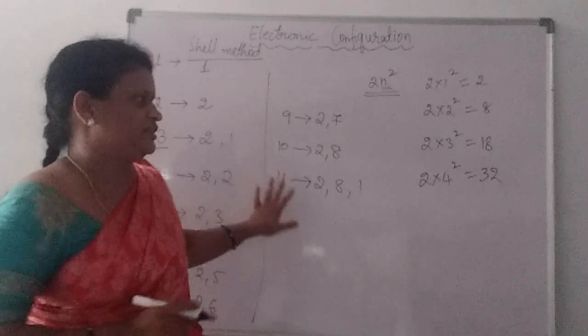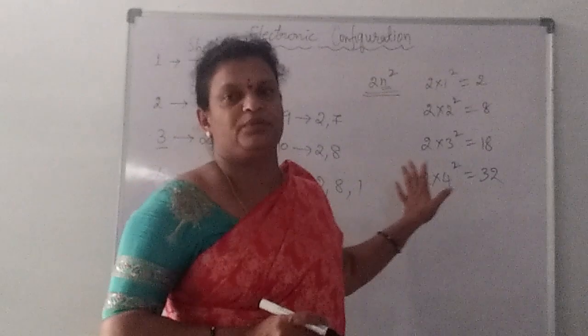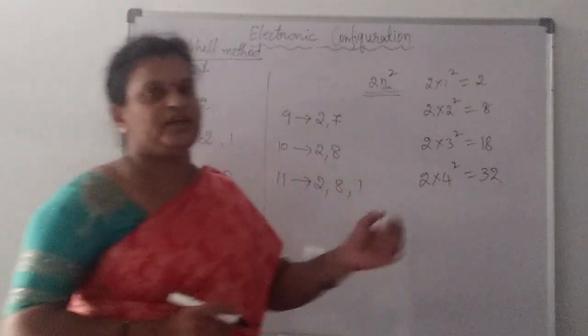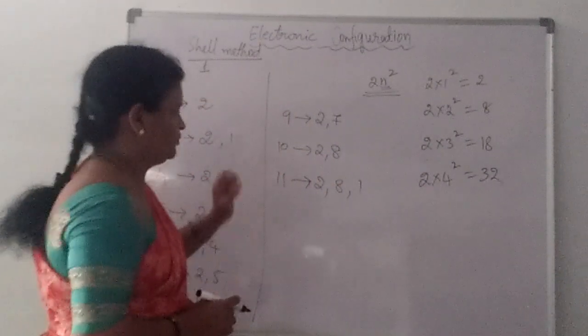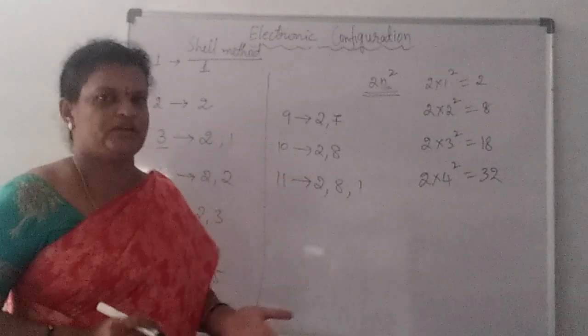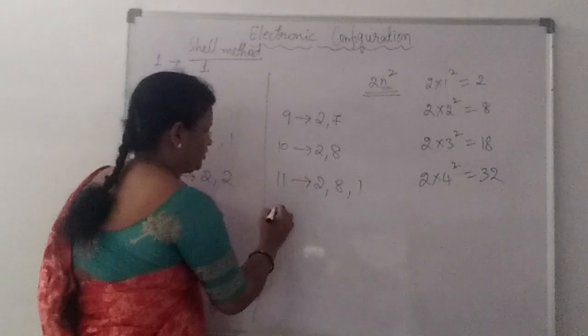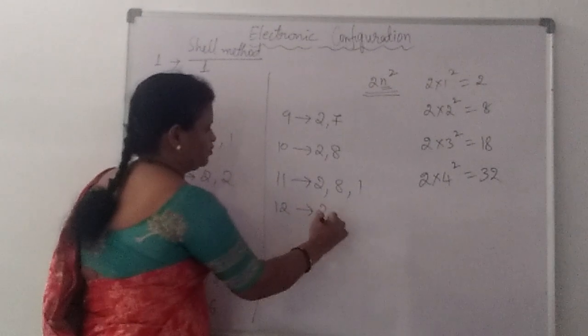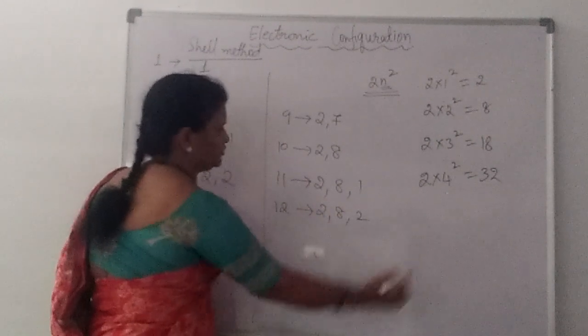This is what I am saying only in shell method. We haven't gone up till now to the NLX method. There again some rules and regulations are there. So just simply we'll identify how to write electronic configuration in shell method. After that we'll see that. So 2, 8, 1; for atomic number 12, 2, 8, 2. Like that we can proceed.